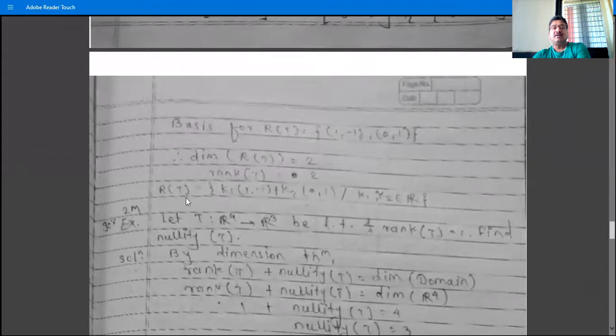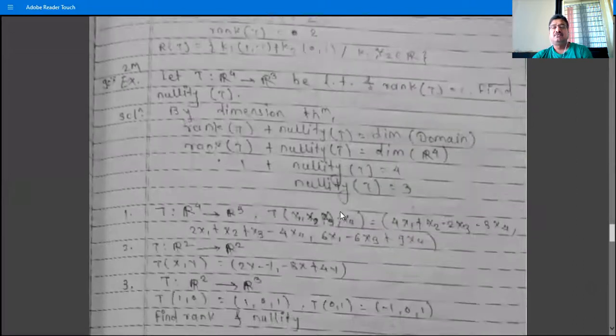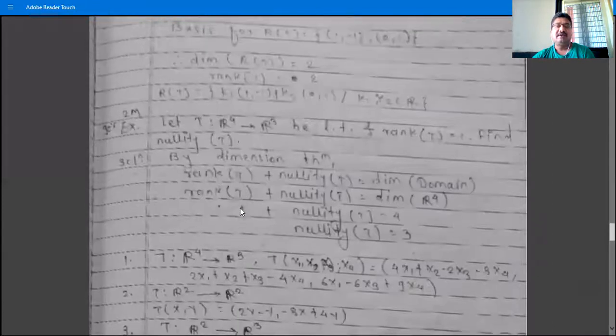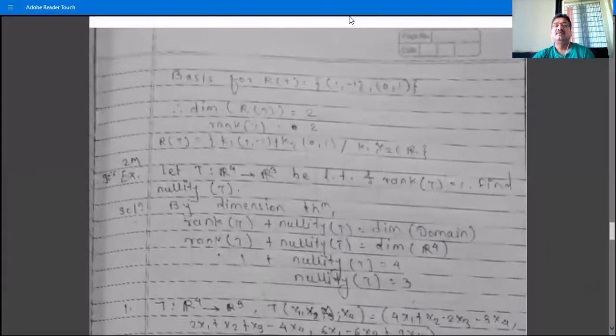If I have to write the range of T, then it is a linear combination of these: K1 times (1, minus 1) plus K2 times (0, 1), such that K1 and K2 belong to R, or take any two scalars, suppose r and s, instead of K1 and K2. So the set of all linear combinations of these two vectors is the range of T. So find the rank and nullity. We will see the remaining examples of rank and nullity in the next lecture.